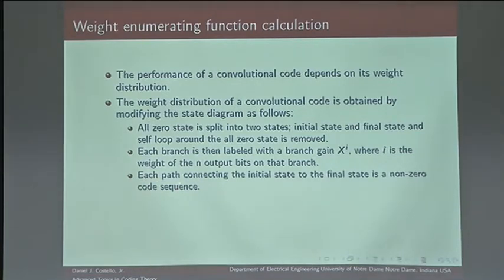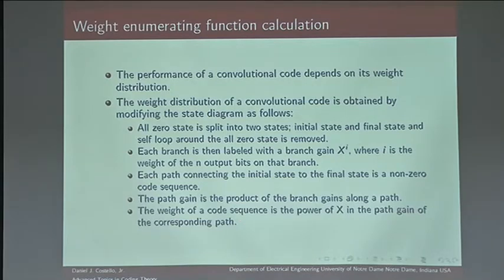Now, every path connecting the initial state to the final state is a non-zero code word. Otherwise, you leave the zero state, you wander through the state diagram, and come back to the zero state. You generate some weight in doing that. The path gain of that path through the trellis, or state diagram, is just the product of the branch gains. By taking the product of the branch gains, you're adding the exponents. You're adding the weight on each branch.